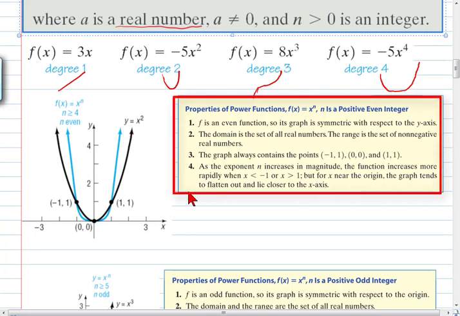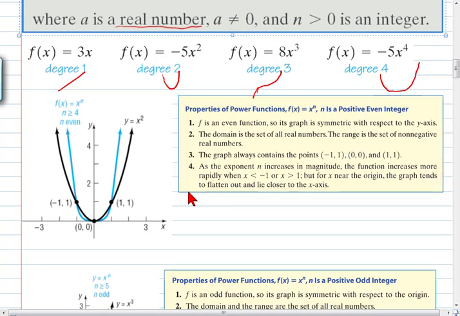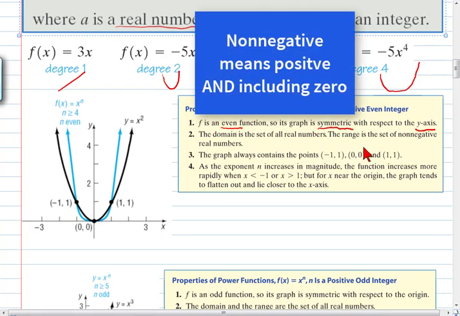Here are the properties then of a power function if the power is even, a positive even function. If f is even, the graph is symmetric with respect to the y-axis. Do y'all remember seeing those words going together at some point in your past? Even, symmetry with respect to the y-axis. The domain is all real numbers. The range is the set of non-negative real numbers.